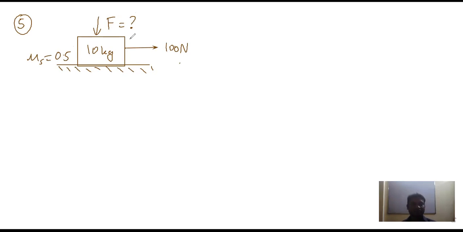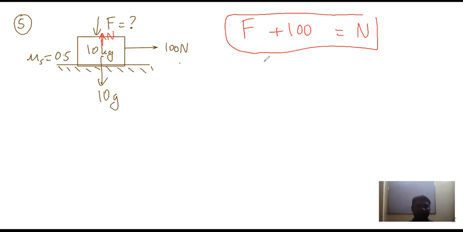In this case, we have one more force, which is mg, 100 Newton in downward direction. Then we have normal reaction, which acts in upward direction. Let me show the normal reaction slightly on this side in red color. Normal reaction is in upward direction, which is N. Newton's law equation gives F in downward direction plus 100, which is 10g in downward direction, equals normal reaction N. So this is our value of normal reaction N in vertical force balance.